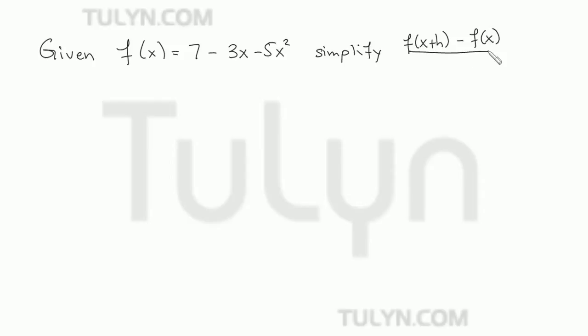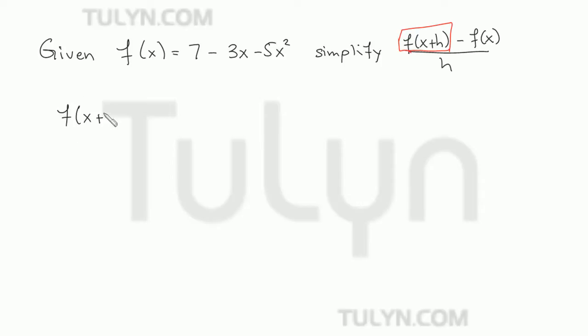Given the function f of x is equal to 7 minus 3x minus 5x squared, simplify the following rational expression: f of x plus h minus f of x all over h. So now the first thing we should do is figure out what this f of x plus h is before we can continue combining everything.